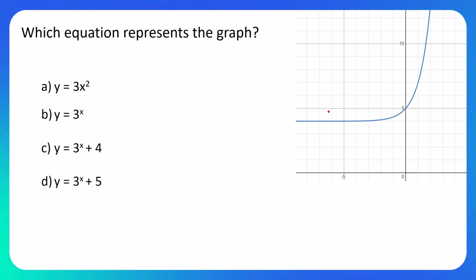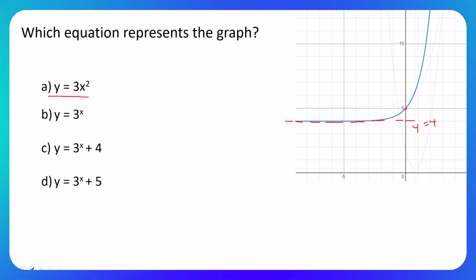All right, the next question: which equation represents the graph? All right, so we're going to look at y equals 3x squared. What I would do if I were you is go ahead and graph those and see which one has a y-intercept of 5, and also has a horizontal asymptote at y equals, looks like y equals 4. Okay, so let's just graph each of those.